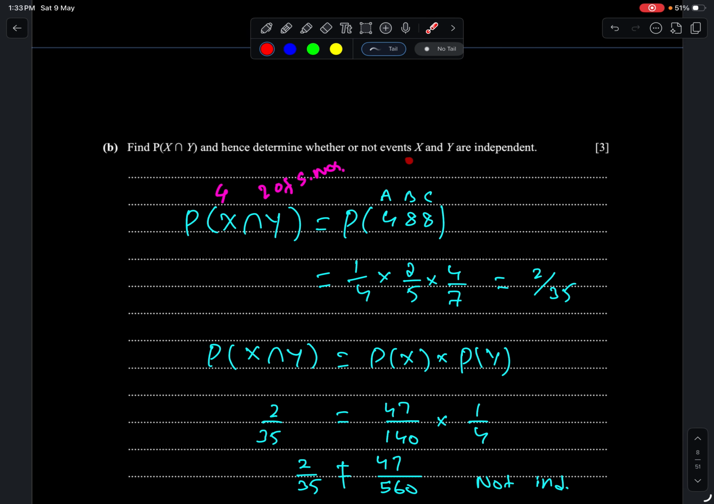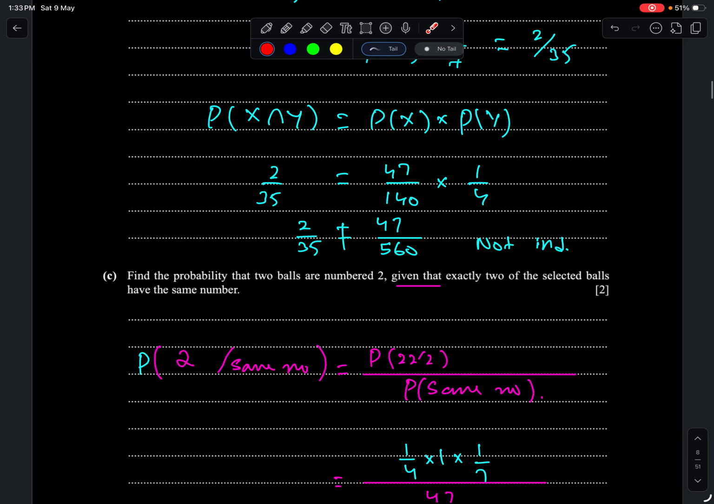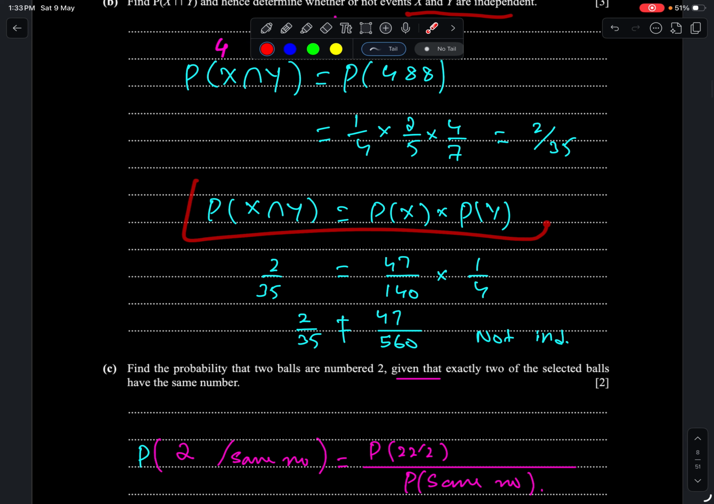Now we have to find whether events are independent or not. Now just substitute, use this equation. Always mention this equation. This answer is here. We have answers of these two. Not equal, so not independent.